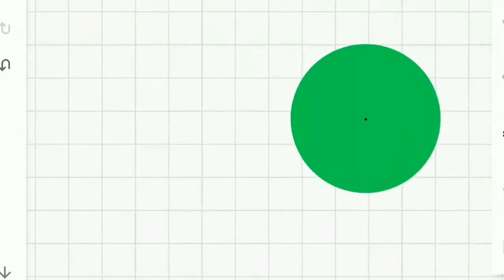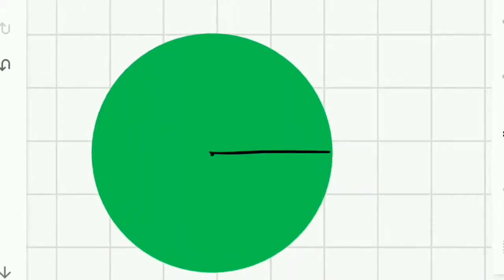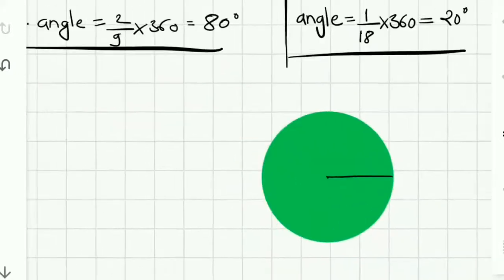Draw a circle using your geometry box. Now with the center, draw a radius on any part of the circle. It's not necessary that you should draw the radius in this way only or that way only. You can draw the radius on any side of the circle. I like to draw it on the right hand side.